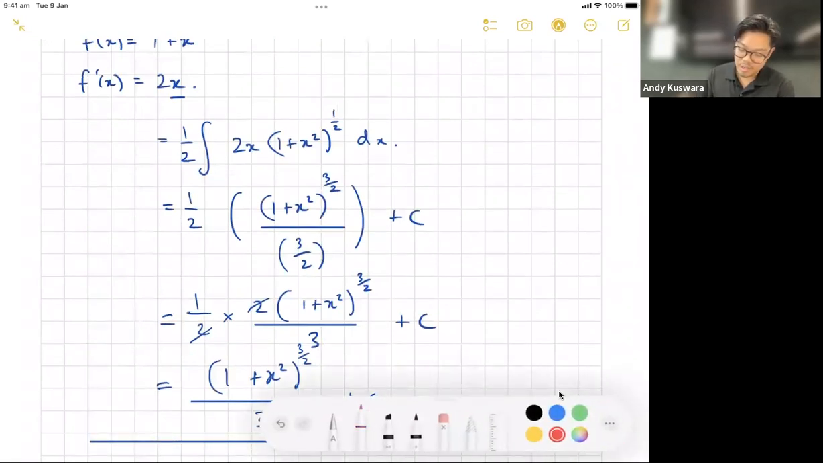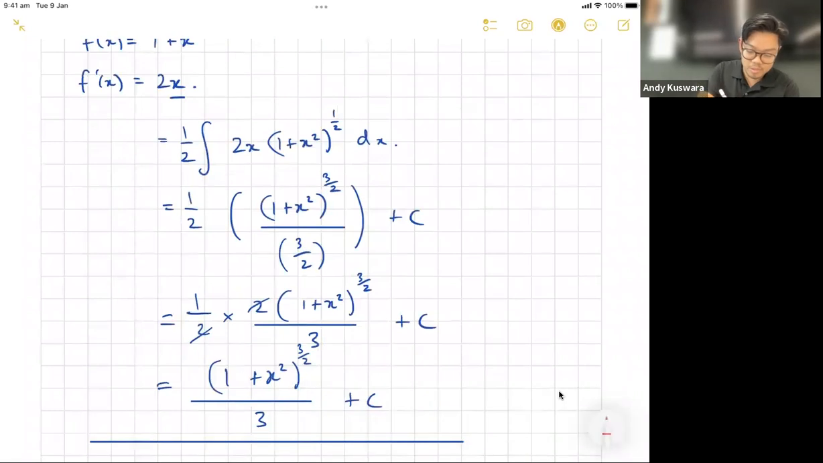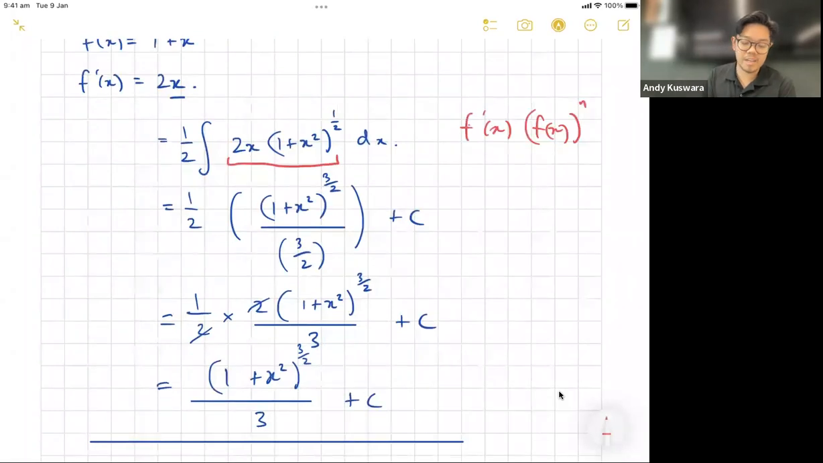So in summary, all you're really trying to do is get this to look in the form of f dash x times f(x) to the power of n. That's what you're trying to get. Once you get it into that form and adjust it by taking out whatever you need, then you can integrate with almost your normal rules.